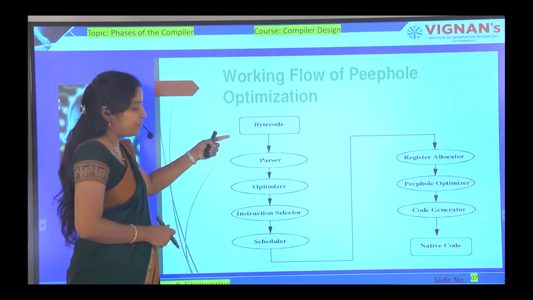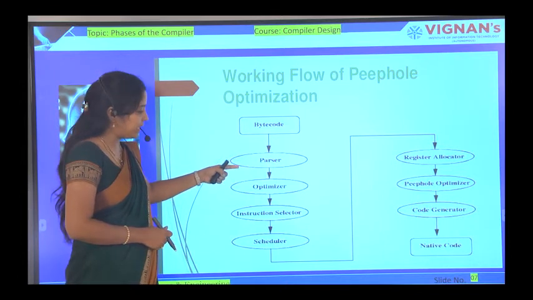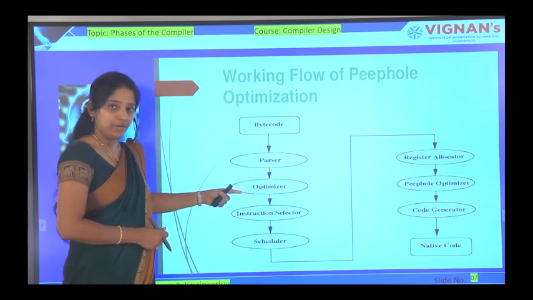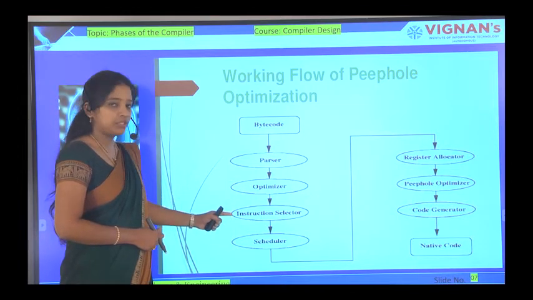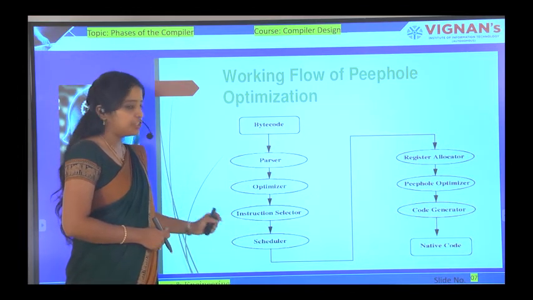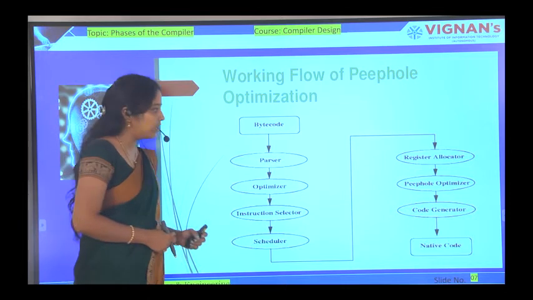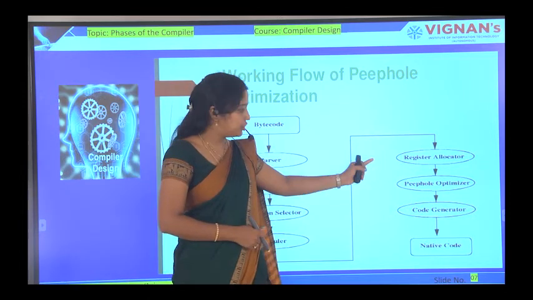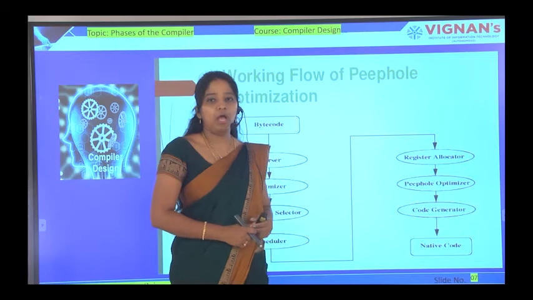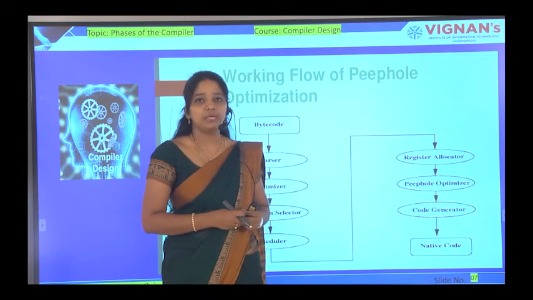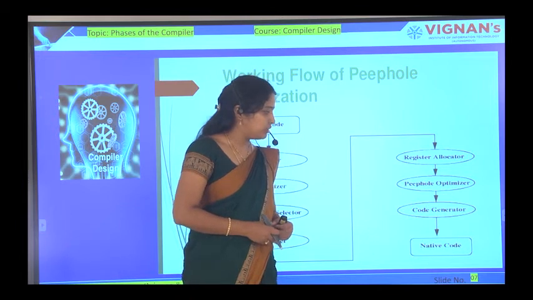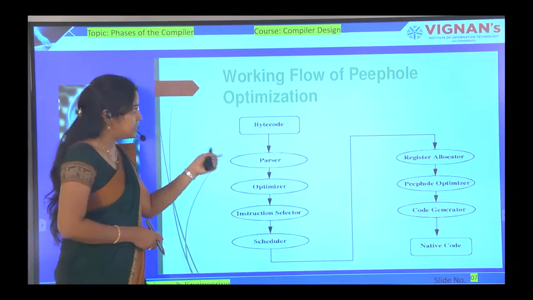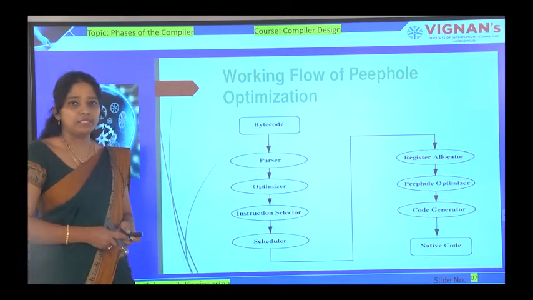So bytecode, then the parse tree will be constructed. After this, again we can do the machine independent optimization. Then the instruction selector and scheduling will be done, and register allocation. Then after the register allocation, the peephole optimization will be done. Then the code will be generated. This is the flow of peephole optimization.